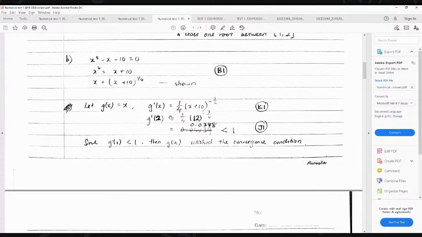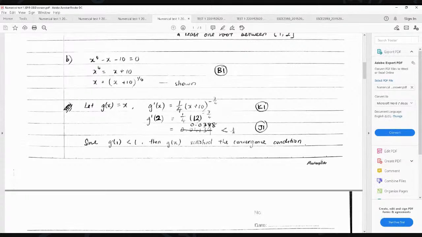and then use the fixed point iterative method, and determine whether this converges or not. The first thing is you need to take the first derivative of g(x) equal to (x plus 10) power 1 over 4. So g prime is 1 over 4 times (x plus 10) power 1 over 4 minus 1, which is negative 3 over 4. Now you put in any value. You can put g prime 1, you can put g prime 2, and the answer is less than 1. You have to know that g prime should be between negative 1 and 1.